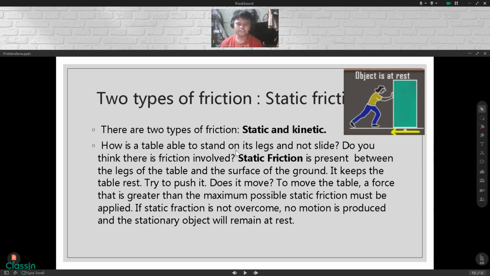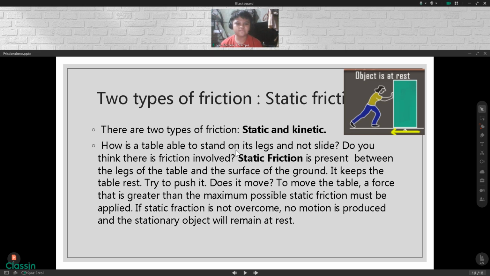There are two types of friction. One is static friction. Why does a table stand on its legs and not slide? Do you think there is friction involved? Static friction is present between the legs of the table and the surface of the ground. It keeps the table at rest. Try to push it. Does it move?